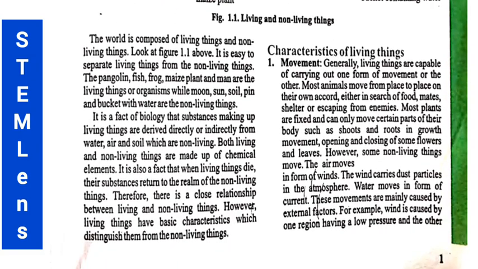Alright, so they say it is a fact of biology that substances making up living things are derived directly or indirectly from water, air and soil, which are non-living things. Both living and non-living things are made up of chemical elements. It is also a fact that when living things die, their substances return to the realm of the non-living things. Therefore, there is a close relationship between living and non-living things. However, living things have basic characteristics which distinguish them from the non-living things.